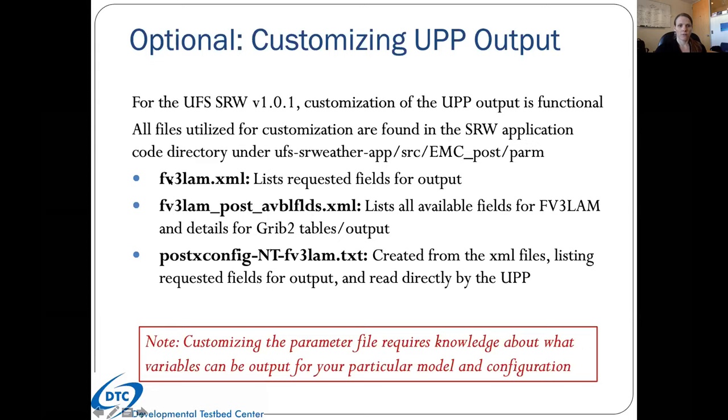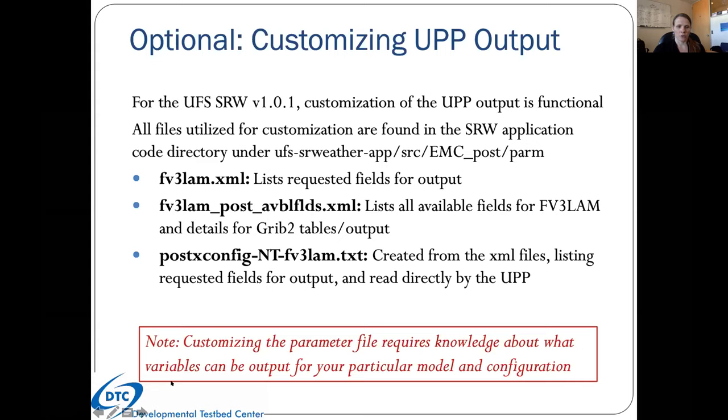So the first file that I'll talk about is the FV3LAM, and I'll go into more detail on all three of these files in the next slides as well. The fv3lam.xml is an XML file that lists all the requested fields for output. And this is the file that users will actually modify. The fv3lam post available fields XML is an XML file that lists all the available fields for the FV3LAM and details for GRIB2 output and tables. You wouldn't generally ever modify this XML unless you're doing development. And then finally, the postxconfig fv3lam text file. This is the file that's read directly by UPP. You don't modify this file. It is actually created from the XML files, and it lists all the requested fields for output that you had defined in your fv3lam.xml. And as I said, this is read directly by UPP.